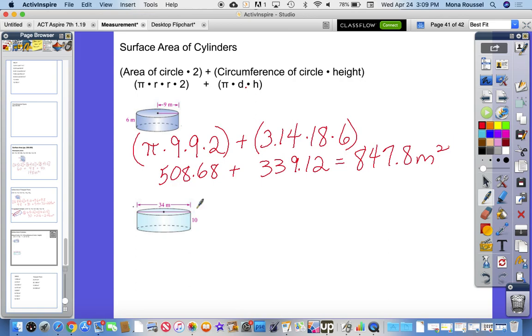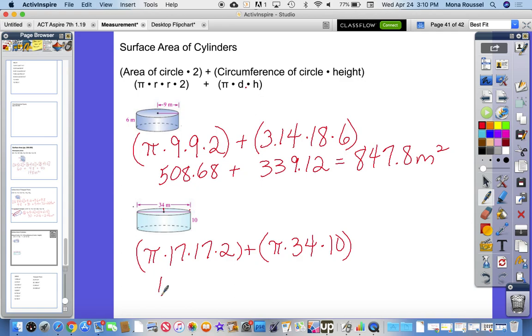For this second cylinder, we'll follow the same procedure. We're going to do pi times the radius times 2. We're going to find the area of the circle and then multiply it times 2. Well, the radius is not given to us in this circle. The diameter is. So if the diameter is 34, the radius is going to be half of that, which is 17. So pi times 17 times 17 times 2 would give us the area of the two circles. Then we have to find the circumference of the circle, which is pi times the diameter, which is 34, times the height of the cylinder. Height of the cylinder is marked here as 10 meters.